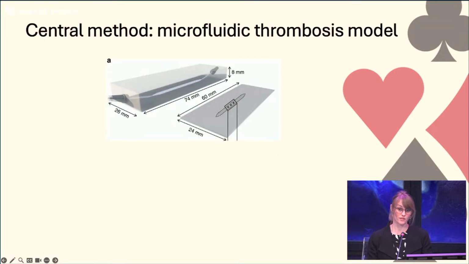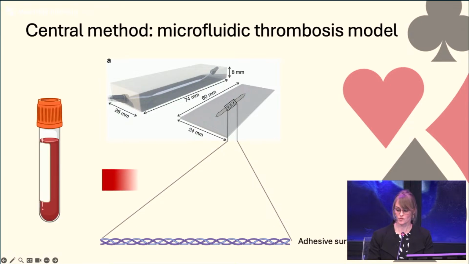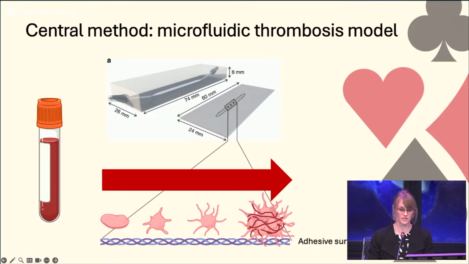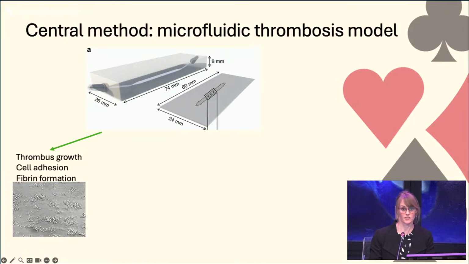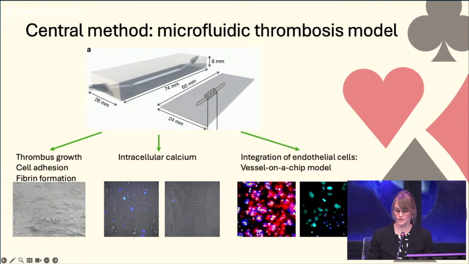The central method I used in my research is a microfluidic thrombosis model. This assay makes use of a small microfluidic channel with a glass bottom that contains an adhesive surface. When blood is perfused through this channel, platelets in the blood sample will encounter the surface and will sequentially activate until they form a clot, stabilized with fibrin fibers. This assay allows us to microscopically monitor thrombus growth, cell adhesion, and fibrin formation. It allows us to look at activation markers such as intracellular calcium and the integration of endothelial cells to measure thrombus formation and fibrin in a so-called vessel-on-a-chip model.